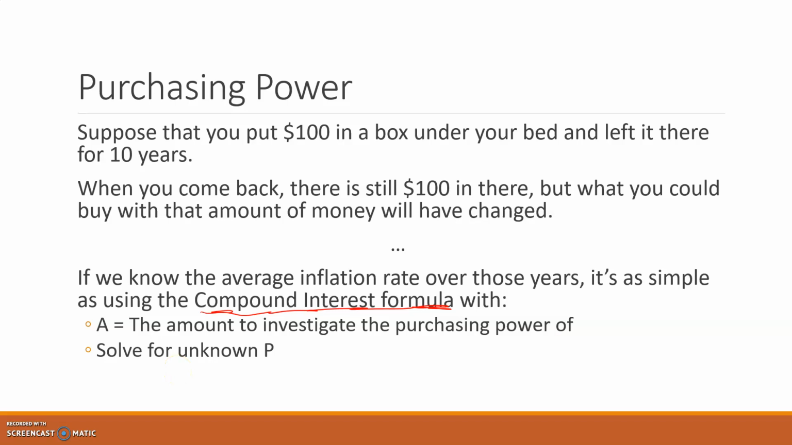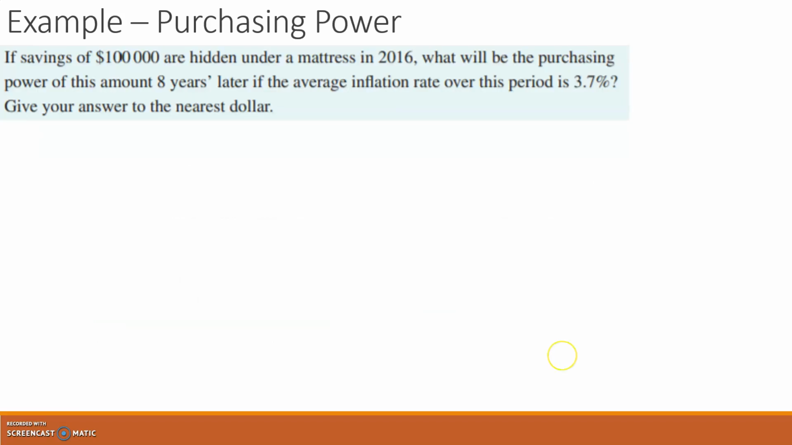If that's not clear to you, let's take a look at an example now, and hopefully that will clear things up. In this example, we've got savings of $100,000, and we're hiding them under our mattress in the year 2016. We want to know, what will the purchasing power of this amount be 8 years later if the average inflation rate over that period was 3.7%? It's inflation over many years, so straight away I know I'm using my compound interest formula. A equals P(1 + i)^n.